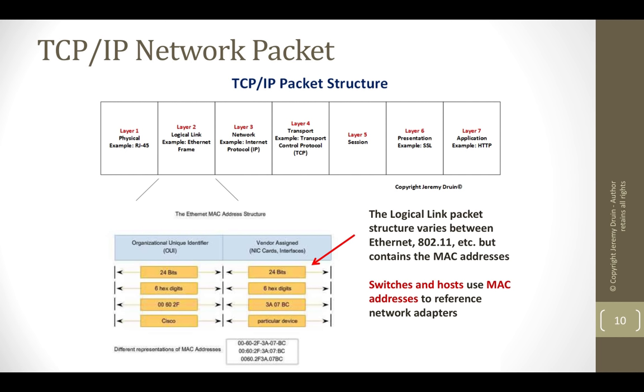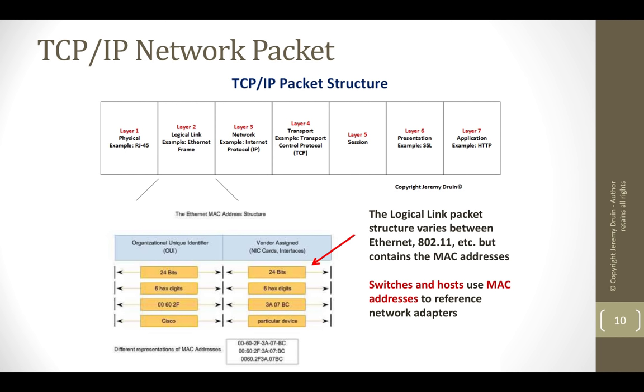On the right-hand side, the next three octets represent the unique ID for that particular card. It's supposed to be unique. Every once in a while, you'll see a card that accidentally has the same number, but this is rare. Typically, that only occurs if someone has cloned the card or if one manufacturer is trying to steal another manufacturer's IDs. So switches and hosts use MAC addresses to refer to one another at layer 2.